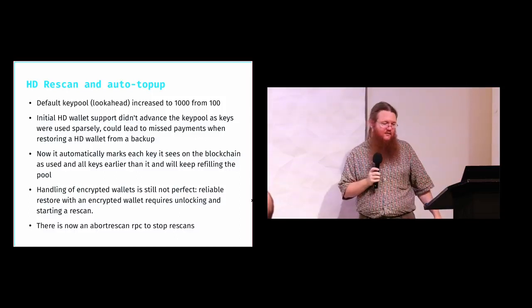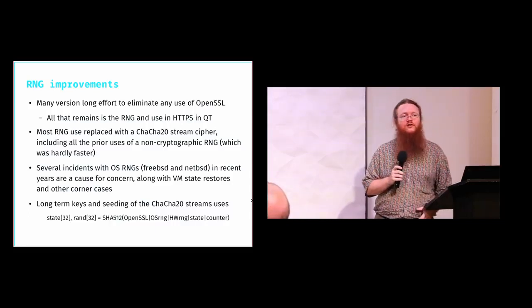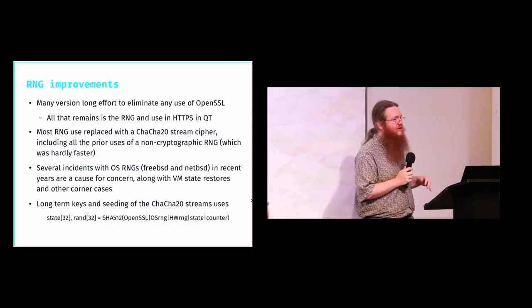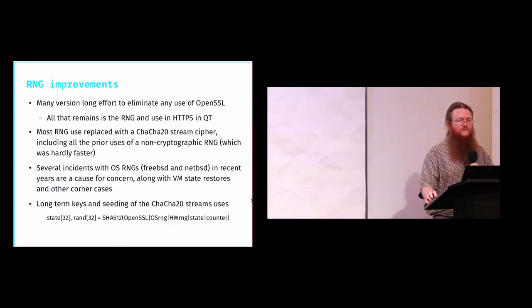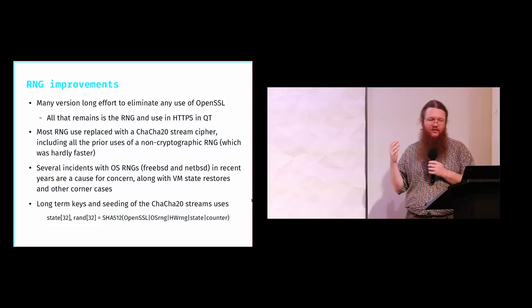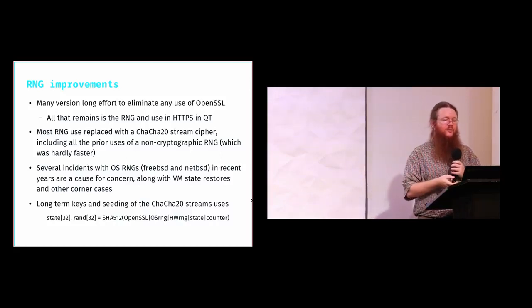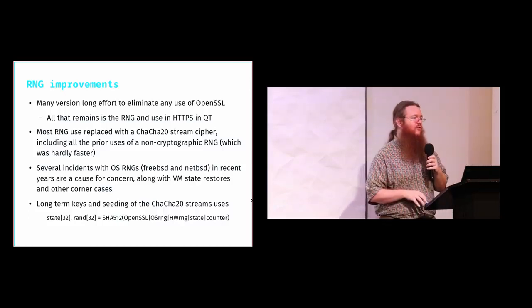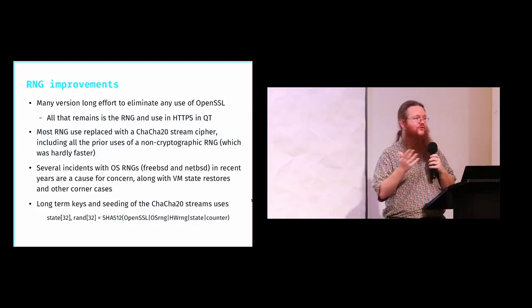More in the back-end minutiae of the system. We've been working on improving the random number generator. This is part of a long-term effort to completely eliminate any use of OpenSSL in the Bitcoin software. So right now, all that remains of OpenSSL use in the software is the random number generator, and the Bitcoin Qt has payment protocol support, which uses HTTPS, which uses Qt's HTTP interface, which uses OpenSSL.